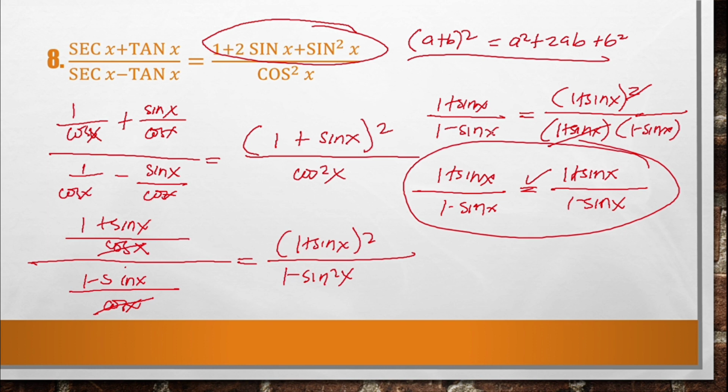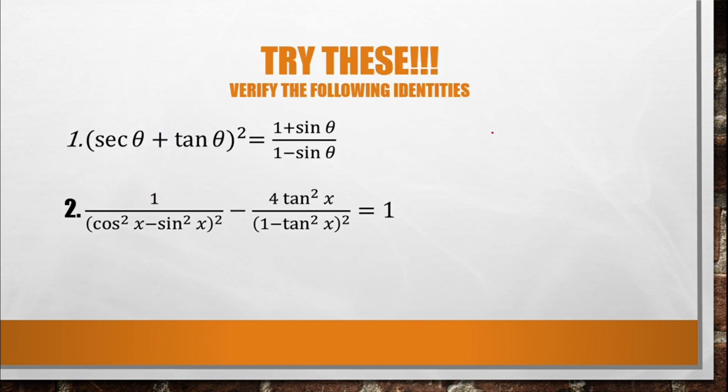We have here 8 problems. So let's proceed now to try this. Try this: verify the following identities. Sec theta plus tan theta quantity squared is equal to 1 plus sine theta over 1 minus sine theta. And 1 over cos squared x minus sine squared x quantity squared minus 4 tangent squared x over 1 plus tangent squared x quantity squared is equal to 1.